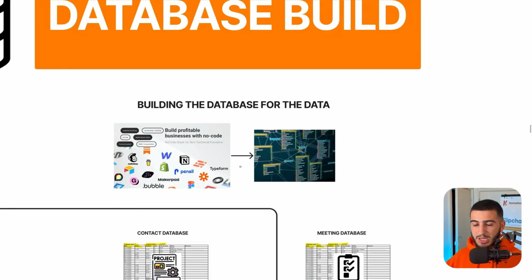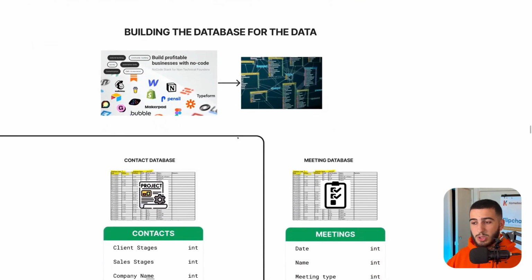If you don't know what a database is, it basically acts as the backend, and this is where we're going to store all the different data, such as different leads that are coming in, the different meetings we're actually hosting. So in order to actually make it successful, we need to create 2 different databases. Firstly is a contact database.